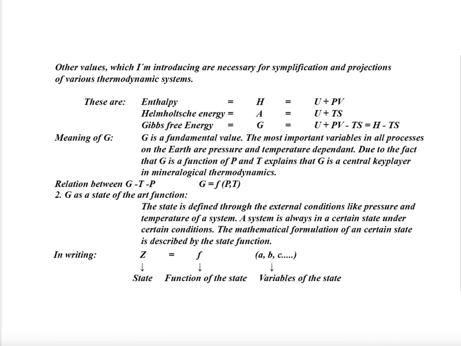So in writing, we have Z, which is the state. We have F, that is the function of the state. And then we have the variables of the state, and that is here in this case just A, B, C, but it is in most cases the temperature and the pressure. So going now to the next slide.